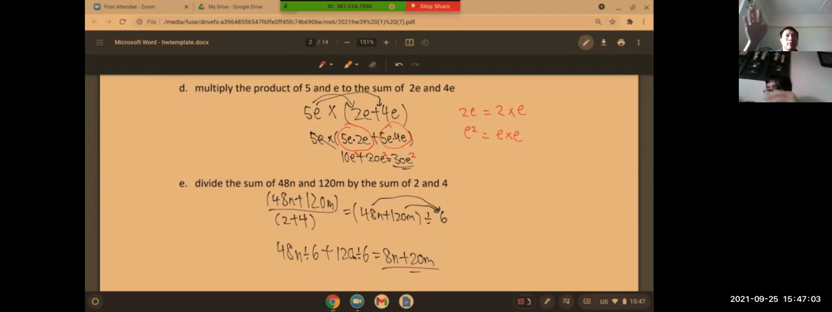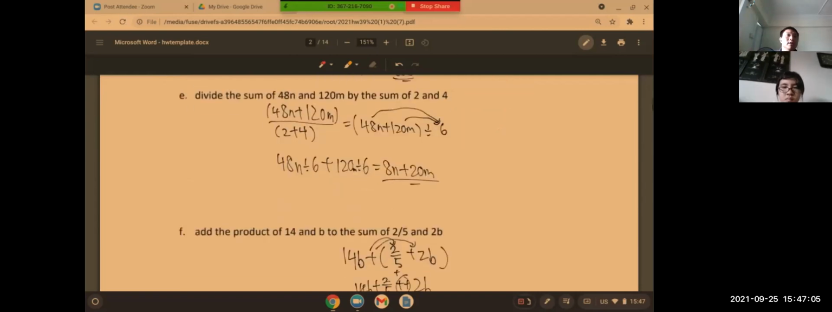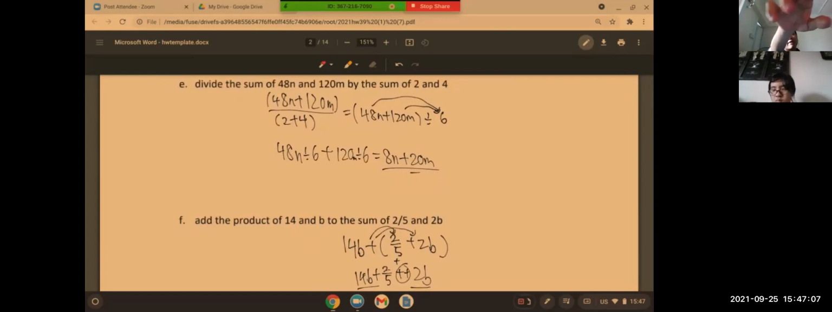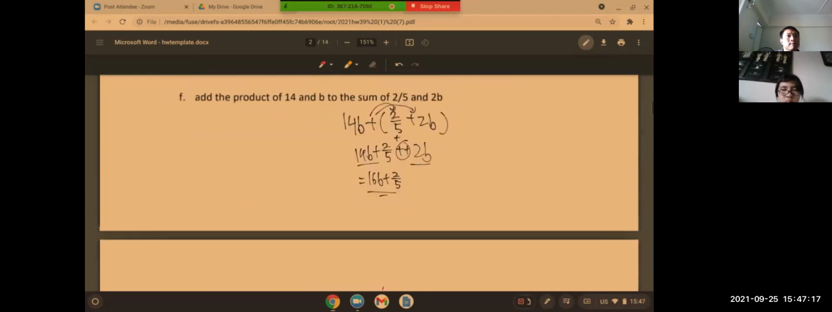Just up all the way. We don't need the D already. Yes, good. Stop. So basically, you have the 48n divided by 6. Very good. This is divided by 6. This is 8n, and then this is 20m. Very good. Go to F. So add the product of this to the sum of this, product of this to this. Plus, plus, plus, very good.